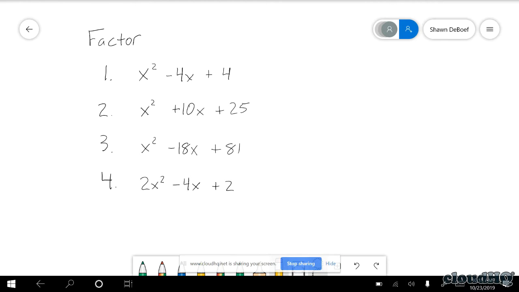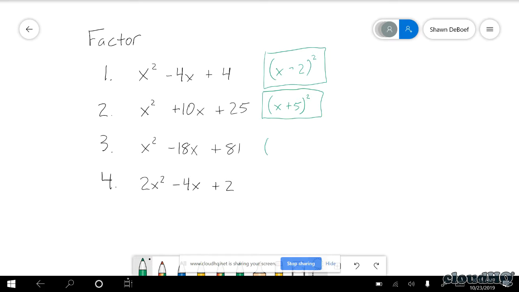Okay, so as we look at these factoring warm-up problems, you should have noticed that they were all the same type of problem. Number one, what did we end up with? X minus 2 and x minus 2, or since it was the same factor twice, we can write it as x minus 2 squared. The second one, what did we get? X plus 5 squared. Oh, so both of the problems so far ended up becoming perfect squares.